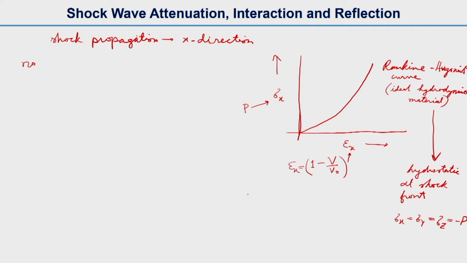What happens is we are assuming shock propagation only in the x direction. Let us say we have a volume here, something like this, with the shock wave propagating in the x direction. Let us say the size of this element is L naught, L naught and L naught. After the shock wave propagates through, it will compress the material to something like this.